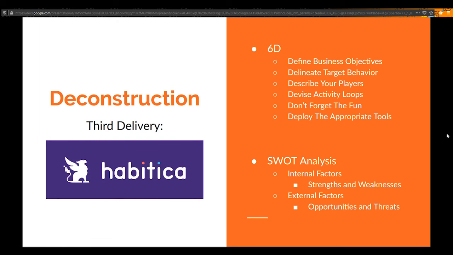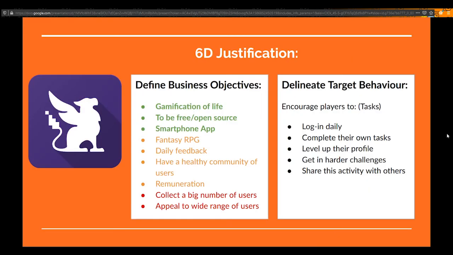Okay, so next I'll be talking about the six D's justification. For the first one, defining business objectives, we already talked about that. The ones in green are the more important, the yellow ones are the more secondary, and the red ones are not the main, or not the principal, of course.